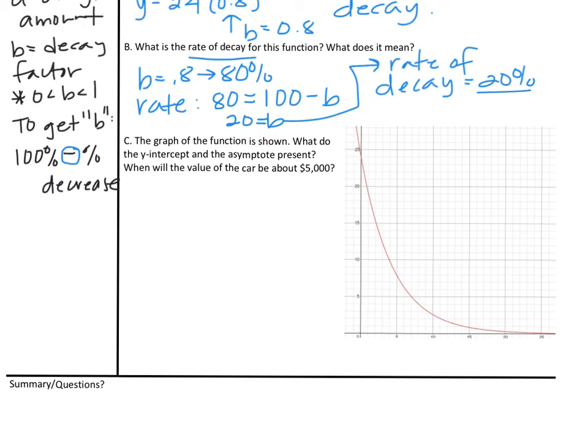Okay, so it says, what do the y-intercept and asymptote represent? Well, if we look up here, the y-intercept, it looks like it crosses at 24. That would be the original value, or the start point for the function. So that's the original value of the car in thousands of dollars.